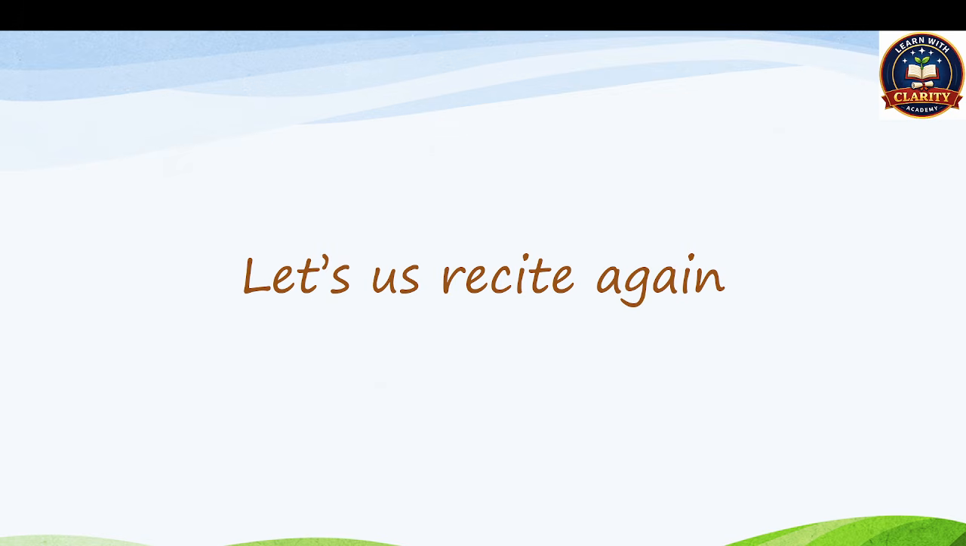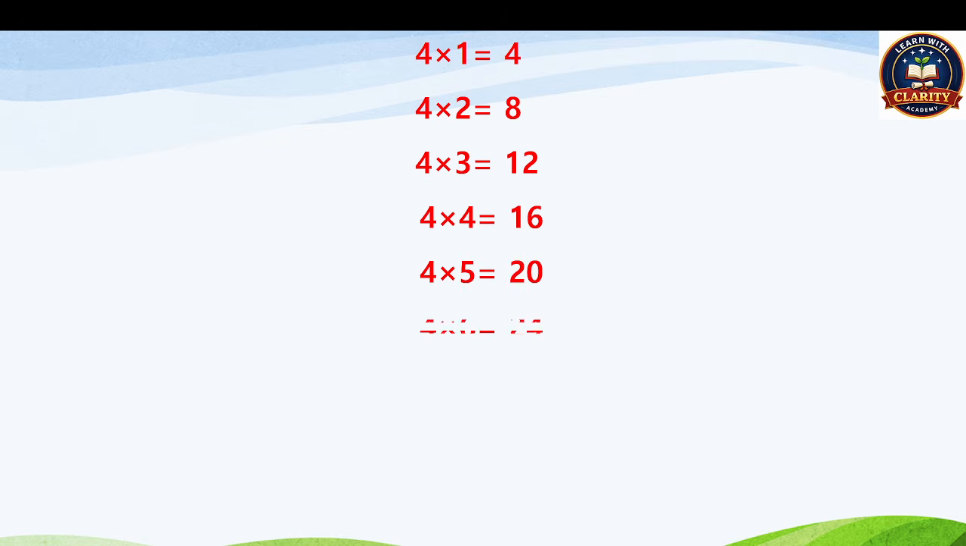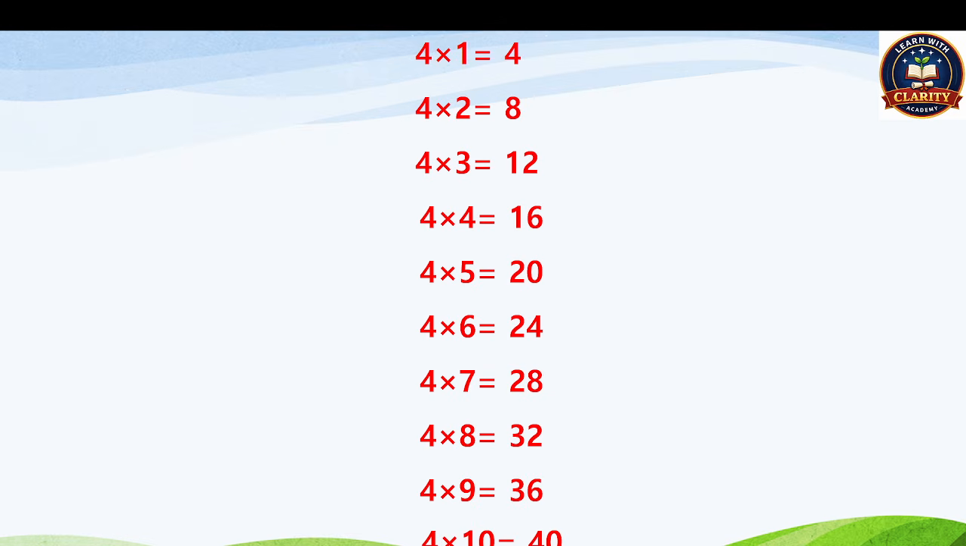Let's recite again. Four ones are four, four twos are eight, four threes are 12, four fours are 16, four fives are 20, four sixes are 24, four sevens are 28, four eights are 32, four nines are 36, four tens are 40.